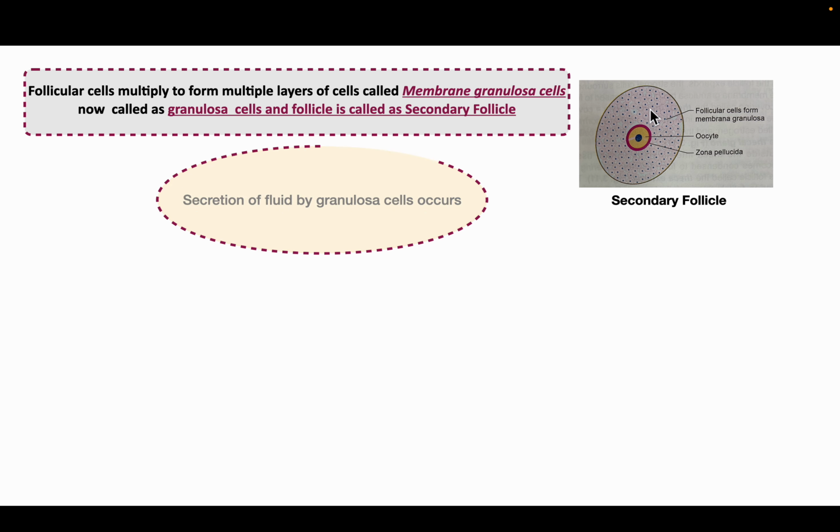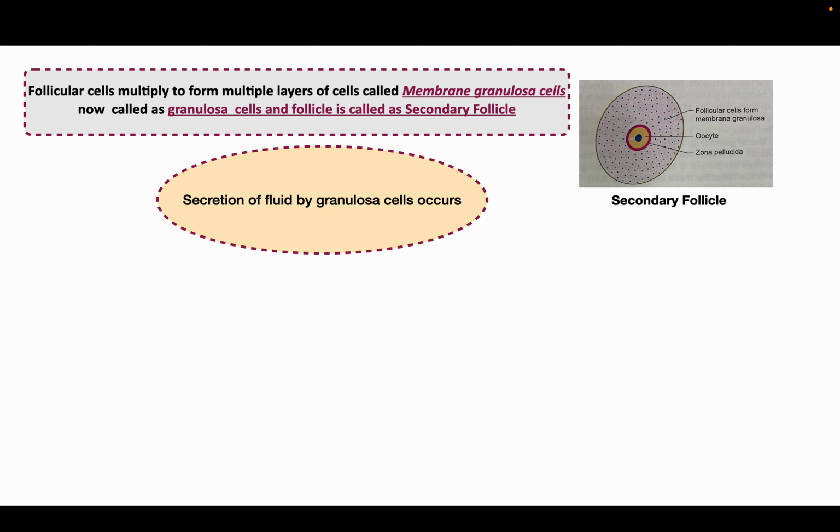Next, the follicular cells multiply and form multiple layers of cells called the membrana granulosa, now called granulosa cells, and the follicle is called a secondary follicle. After the primary follicle, the secondary follicle is formed, in which the granulosa columnar cells present around the oocyte multiply and form a multilayer structure.